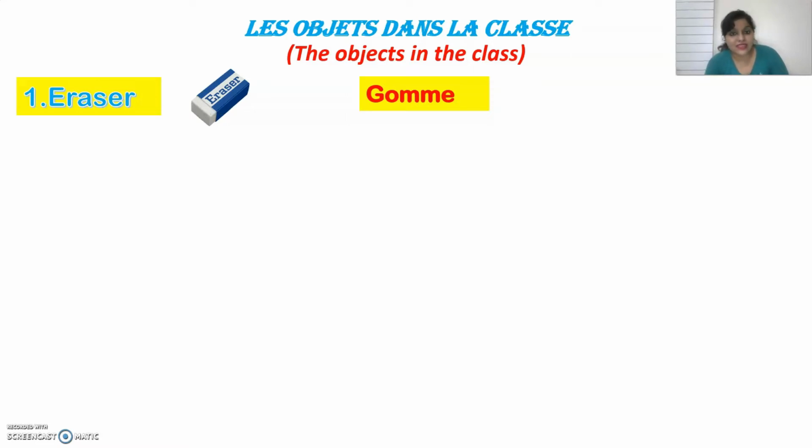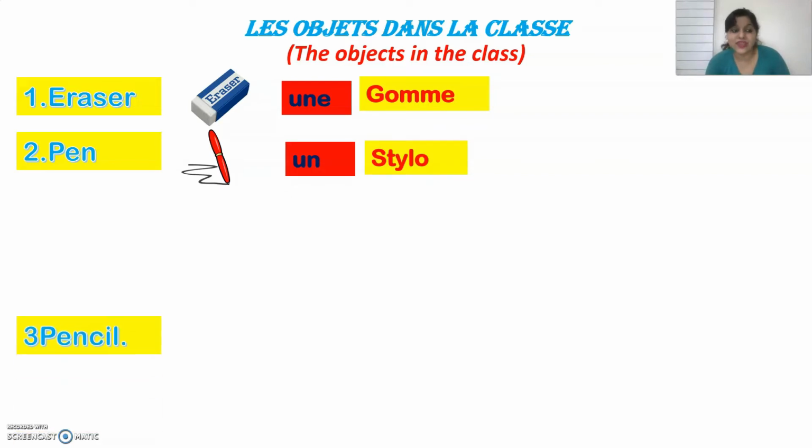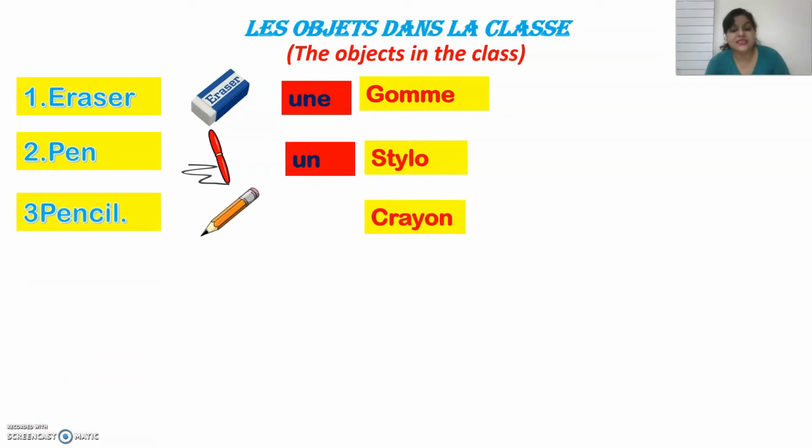Gomme. Now can you guess that gomme is masculine or feminine? Yes, it is feminine because it is ending with E. So 80% of the words that end with E in French language are feminine. So what will come before gomme? Un or une? It will be une. So that's une gomme. That means an eraser. Next, pen. To pen we say stylo. And stylo is masculine. So we will write down un stylo. Third, pencil. Pencil is crayon. Crayon is also masculine. So I will write down un crayon.